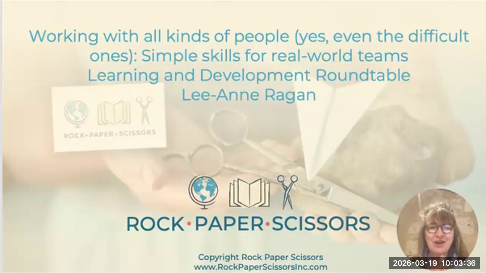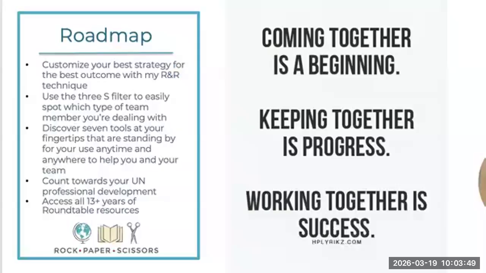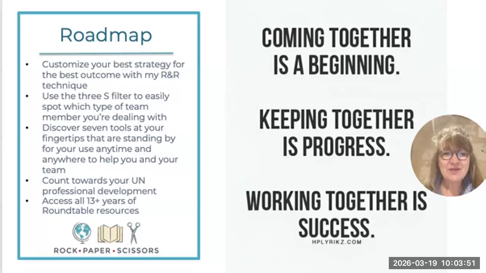So today we're going to talk about working with all kinds of people, and yes, even the difficult ones. I've put together a roundtable on simple skills for real world teams. Specifically, we're going to talk about the best strategy for the best outcome with my R&R technique. We're going to use a 3S filter, actually, which I expanded to 5 S's, to help you spot what type of team member you're dealing with, especially if you're struggling. And then we'll go through 7 tools.